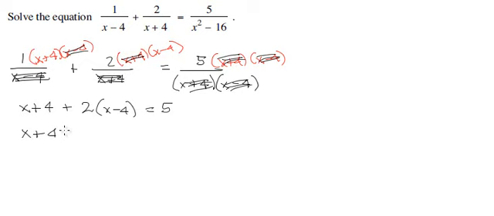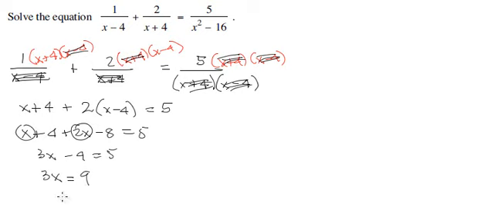x plus 4 plus 2x minus 8 equals 5. Total of 3 x's. 4 minus 8 is minus 4 equals 5. So 3x equals 9, so x is 3.